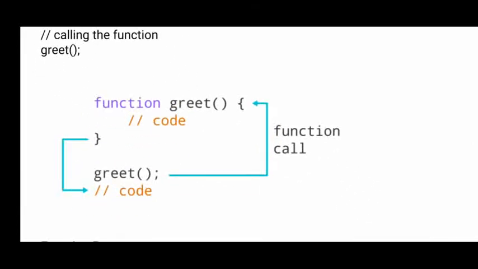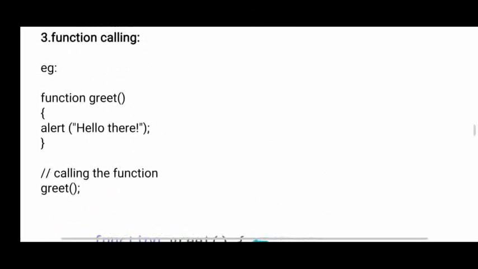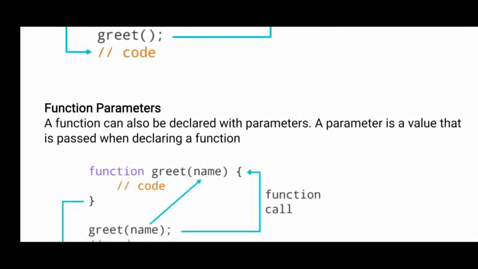Now you see, when you call the function, how it is executed internally. You see function greet. When control comes to this line, greet(), it immediately jumps to the function greet, whatever code is inside the curly braces is executed, and it returns the result. That is the logic actually. This is function calling.